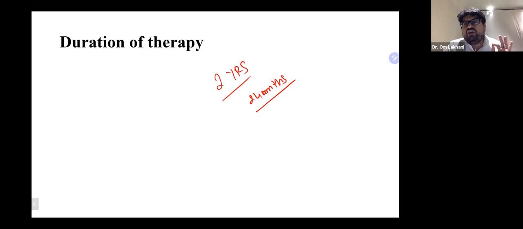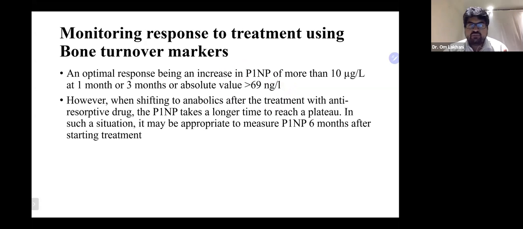So when you're prescribing it, it should be made clear to the patient that this duration of treatment is 2 years. The duration of treatment is not 3 months, right? So this is an important point you have to understand. The total duration of treatment is 24 months.